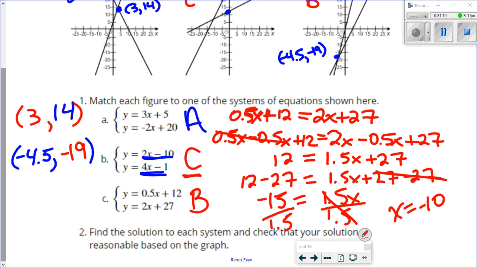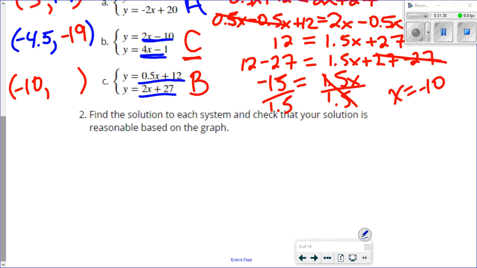All right, so I have an x value here. And now I need to go back and find my y value to the system algebraically. Again, remember, the choice is yours. You can choose either the top equation to input negative 10 into or the bottom. I'm going to choose the bottom equation just because it doesn't have the decimal, so it's going to be a little bit easier for me to work with. Definitely you can choose the top if you prefer though. So I'm going to choose my y equals 2x plus 27.